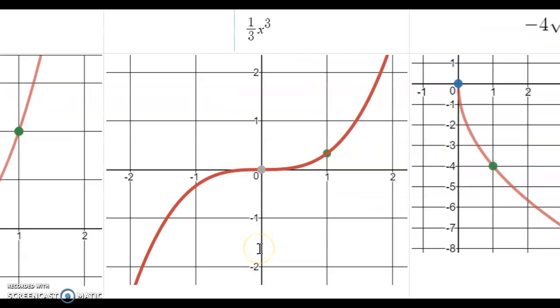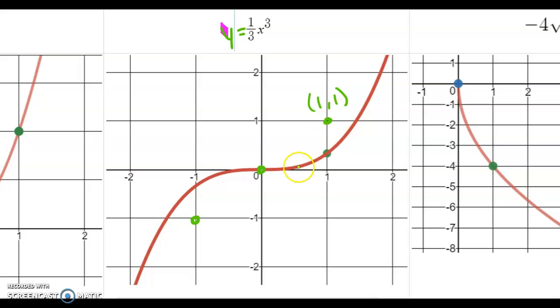A few more examples for us. Here we have y equals 1/3 x cubed. Normally, our parent function y equals x cubed would have a key point at 0, 0, a key point at 1, 1, then -1, -1, etc. Let me write that for us.